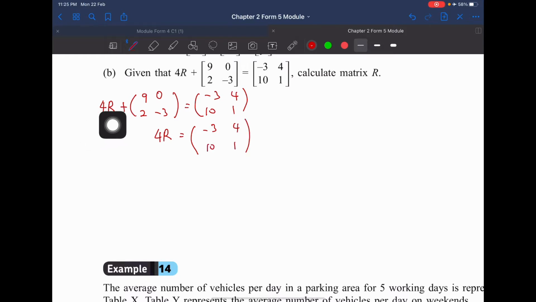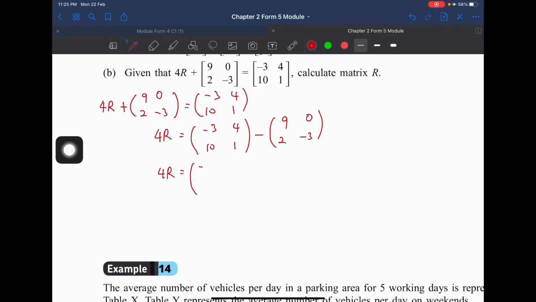So over here is plus, so it will become minus [9, 0; 2, -3]. Okay, so 4R. This is a subtraction of two matrices, so you can do it one by one. Negative 3 minus 9 is actually negative 12. 4 minus 0 is 4. 10 minus 2 is 8. 1 minus negative 3 is 1 plus 3, so 4.